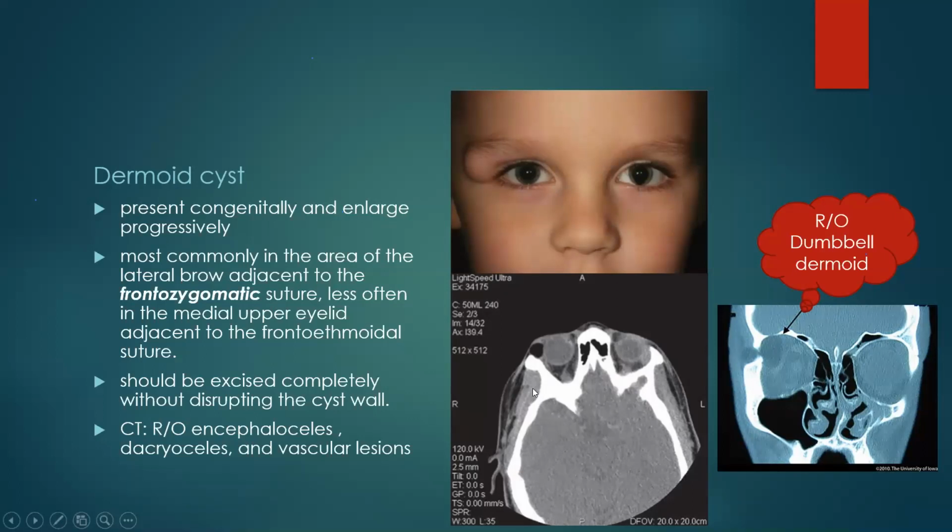CT is helpful to rule out encephalocele if it's present nasally, and dacryocele and vascular lesions, and especially if it's in the temporal area, if it's fixed to the bone and not freely mobile, it can be a dumbbell dermoid, which is a dermoid in the temporal area with a connection through the lateral orbital wall with another part of the dermoid intra-orbital.